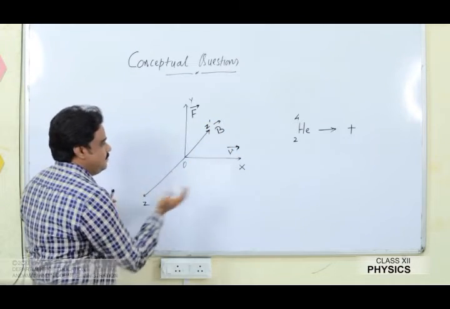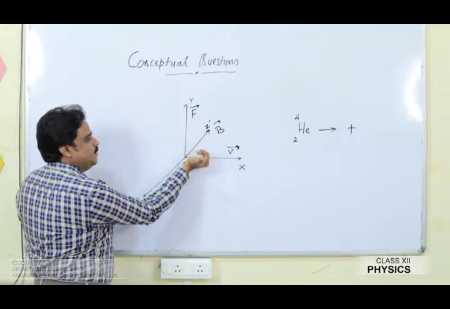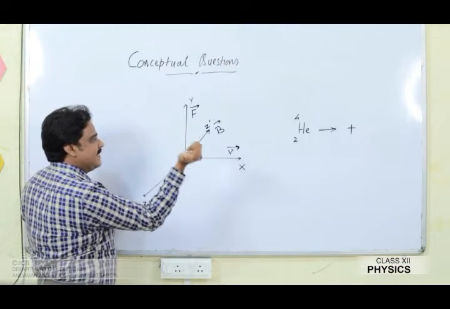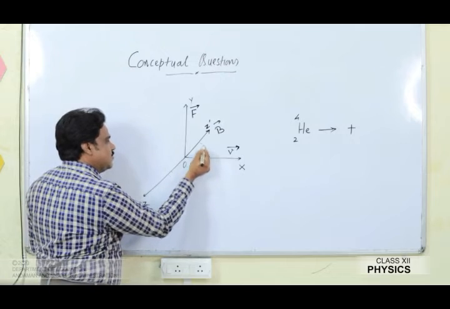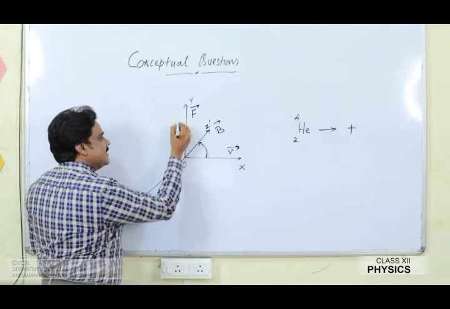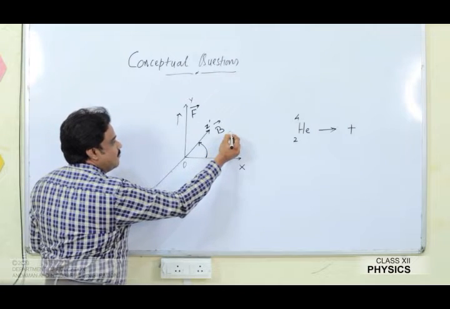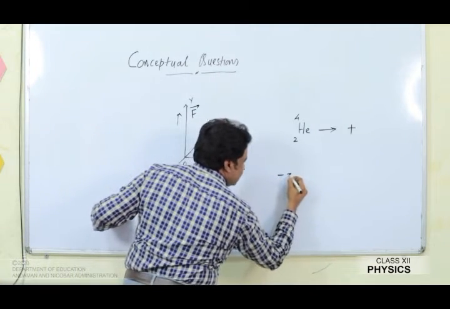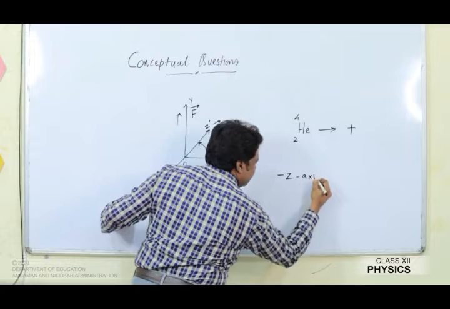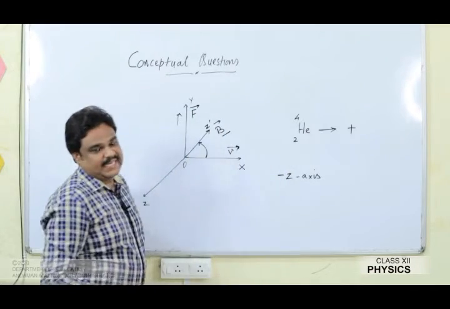Now you keep V and curl toward B, V cross B, and you are able to see it is acting along the y-axis. So this rotation, V cross B, gives the direction of force. So obviously the direction of the magnetic field is the negative z-axis.